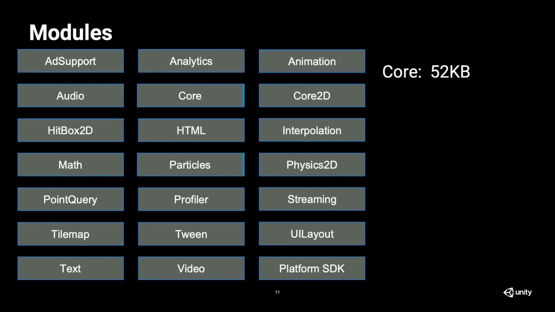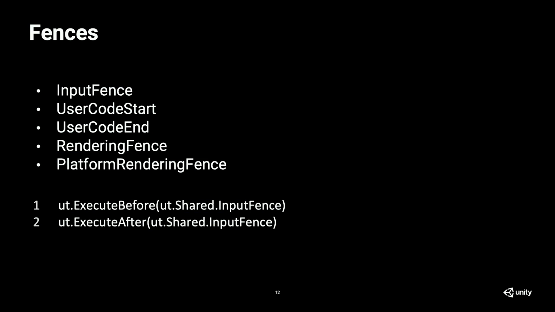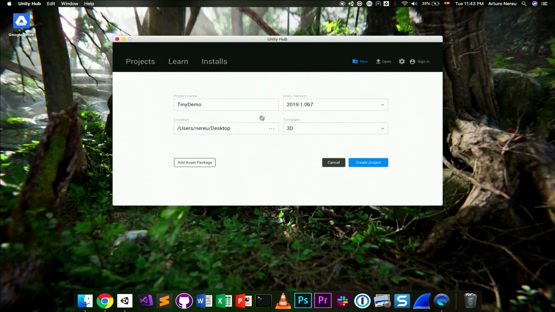This is a list of modules that we have working right now. If you want audio or video playing, sprite animations, physics 2D, math and other types of things, those things are already there in the preview package. And the core is just 52 kilobytes. Now, a concept that I think is important for you to know is the concept of fences. Basically, you can tell your system when to execute. For special use cases, for instance, you can say, okay, execute this system before the user code starts. So this is a way to handle the flow of when your systems are going to be executed.